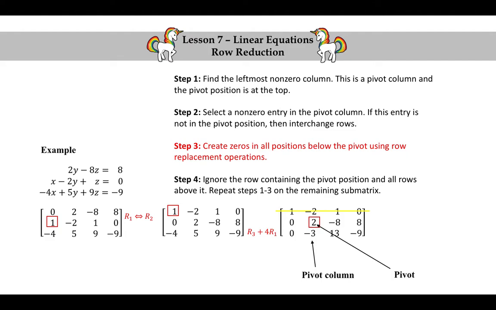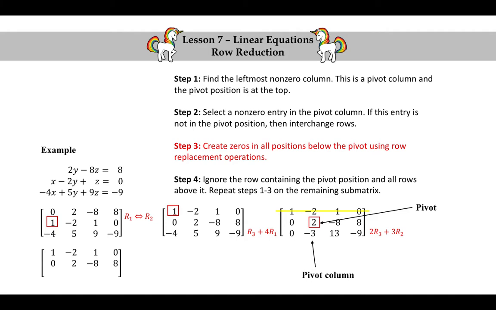Step 3, we have to create zeros in all positions below the pivot using row replacement operations. So we need to change that negative 3 to a 0. Let's see, row 3 is the row that's changing. Row 2 is the pivot row. We multiply row 3 by 2 and row 2 by 3 to make them match up at 6 and negative 6. And if we add them, they'll cancel out to 0.